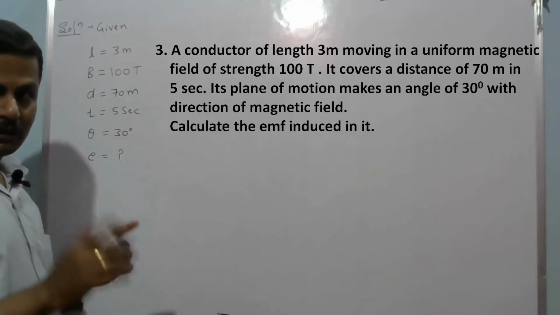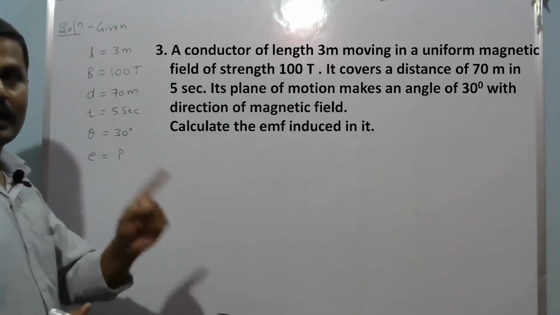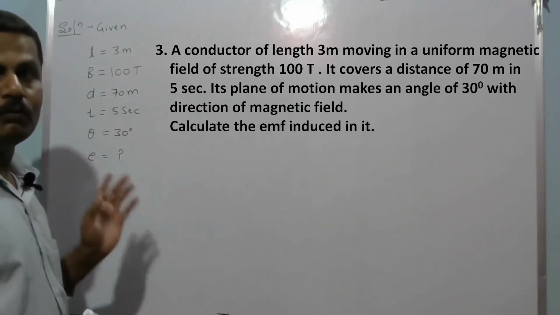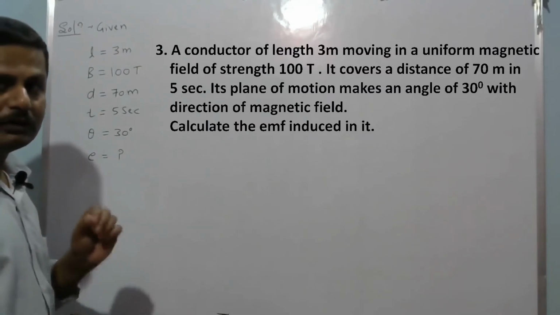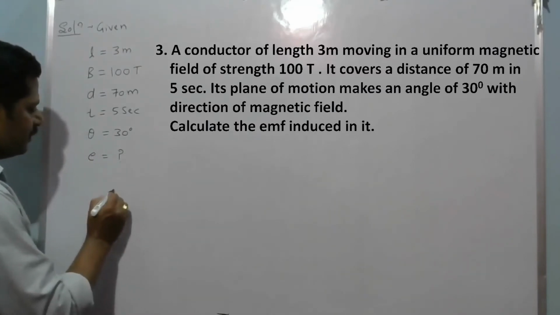When the conductor moves in the magnetic field, the EMF induced in that conductor is what we call motional EMF. The motional EMF is given by the expression, that is the EMF.